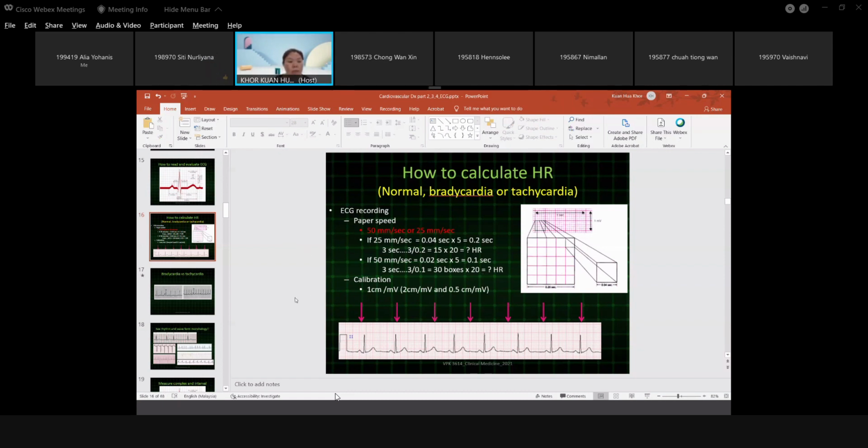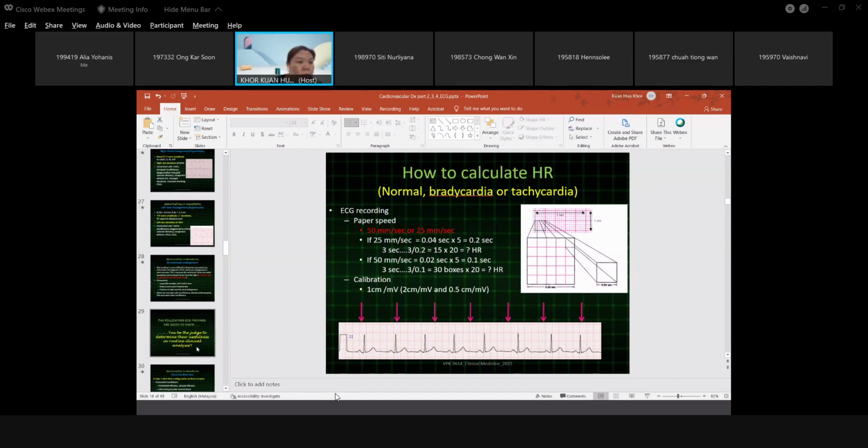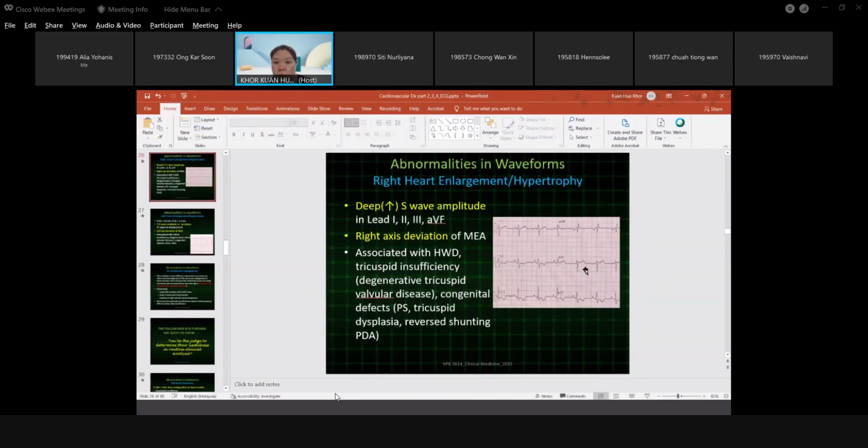Doctor, I have one more question. How do you determine the left and right axis deviation of the MEA? How do I determine left and right? For example, let's go and find this one.